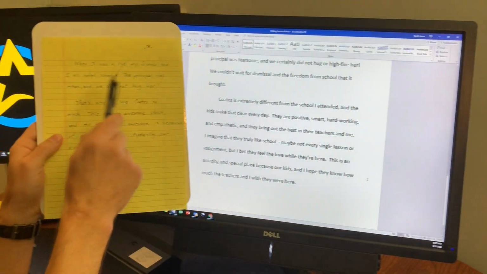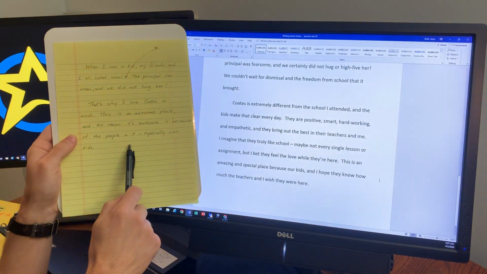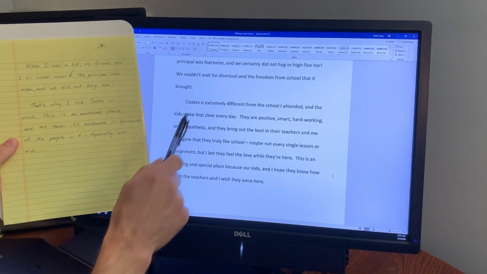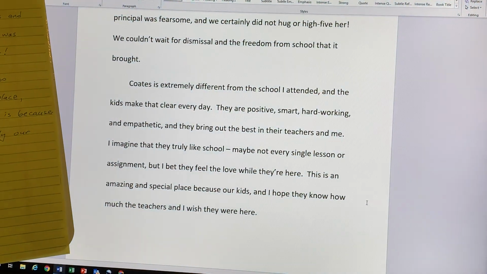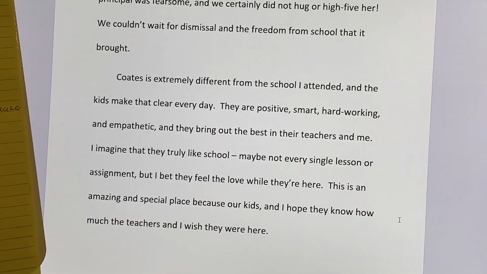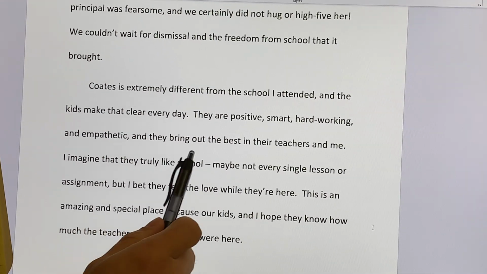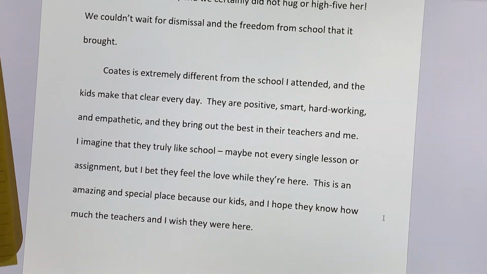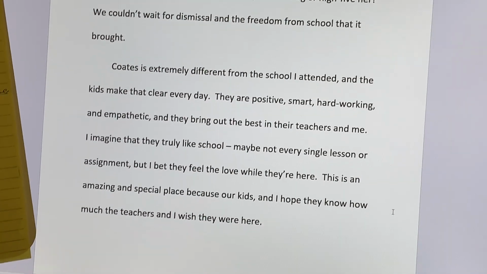Remember, this is what I wrote for my final paragraph. Look at how it's better here. Coates is extremely different from the school I attended, and the kids make that clear every day. They are positive, smart, hardworking, and empathetic, and they bring out the best in their teachers and me. I imagine that they truly like school.